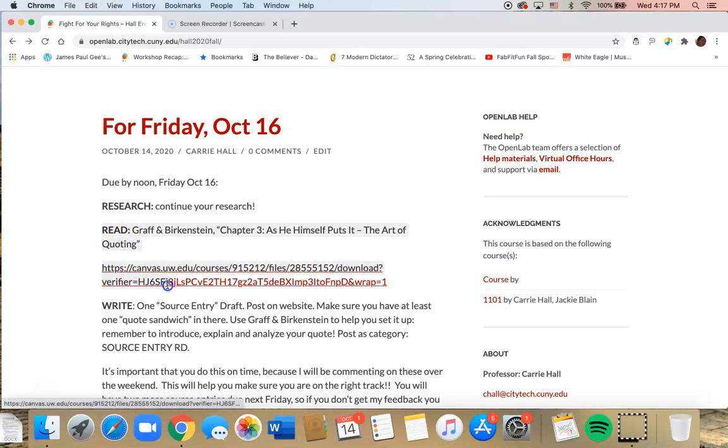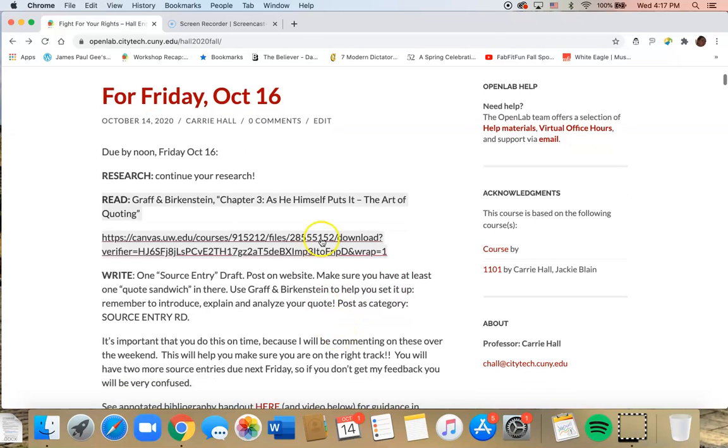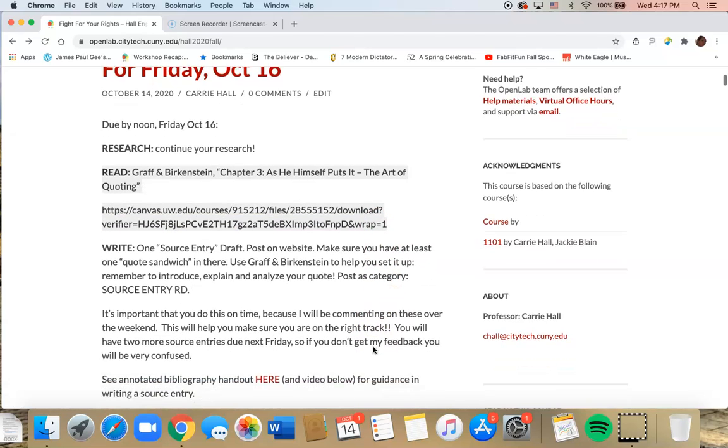You're going to read this article. It's very short, but it's about the guidelines for quoting from an outside source, especially in an academic article. So this gives you good guidelines. You're going to have one or two quotes in your source entry, so this is going to give you the guidelines to do that.